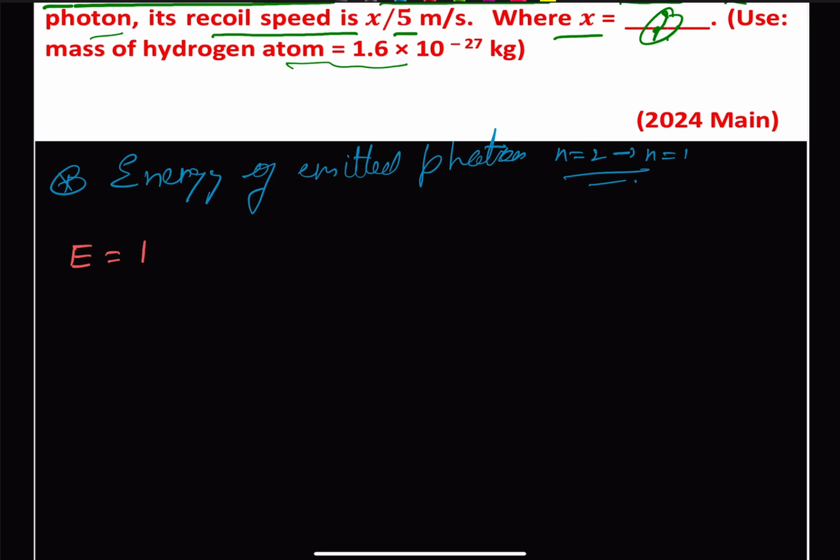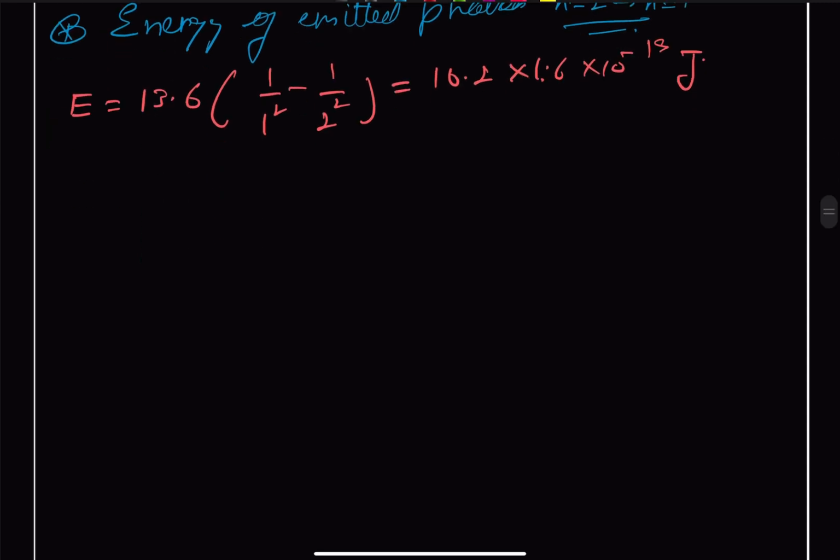So this E will be equal to 13.6 times 1 upon 1 square minus 1 upon 2 square. And this comes as 10.2 electron volt. And we can convert into joules, 1.6 into 10 to the power minus 19 joules. So we get our energy E is equal to 1.632 into 10 to the power minus 18 joules.